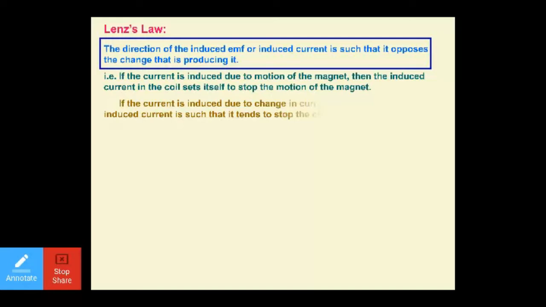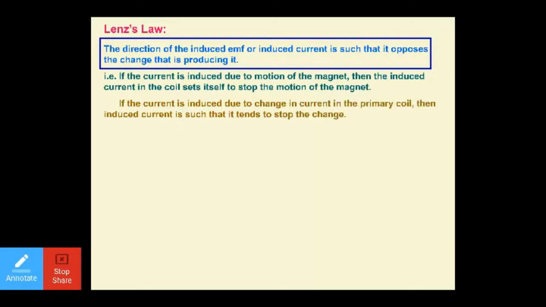Ultimately, what it wants is simply the stoppage of the motion of the magnet. And once the motion of the magnet is stopped, the change in the flux will be stopped, and the stopping of the change in flux will stop the induced EMF. So it means induced EMF always opposes the cause of its production. Let us talk about the next point.